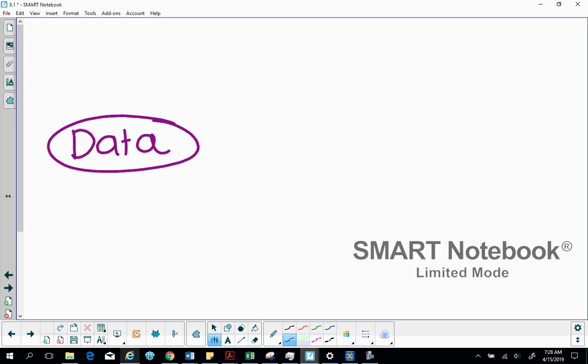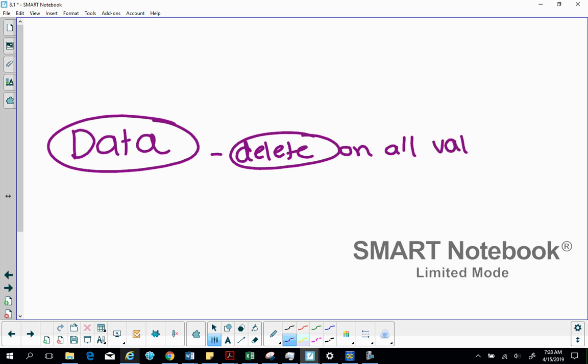So the first button we click is data. Now see, there might be stuff in your X's and Y's. Click delete on all the L1 and L2. My other class is using them too, so they're always probably going to be filled. So I click delete on L1, L2, so everything's cleared out. So data, then delete on all values in L1.